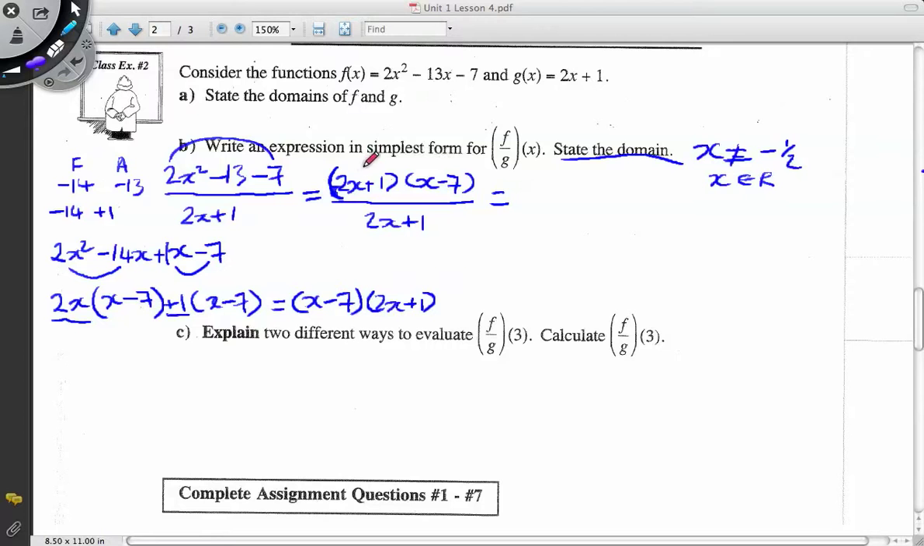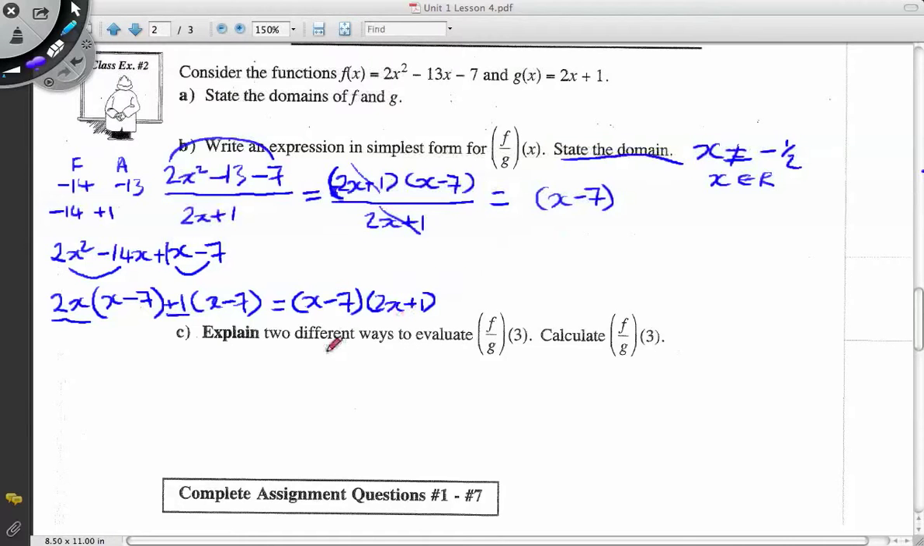Okay, we also have to simplify this because this and this can cancel, leaving x minus 7, which mimics, again, a linear function with slope 1 crossing the y-axis at negative 7, but there'll be a point of discontinuity when x is negative a half.